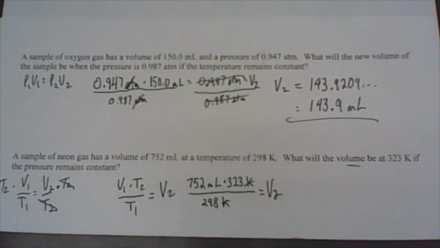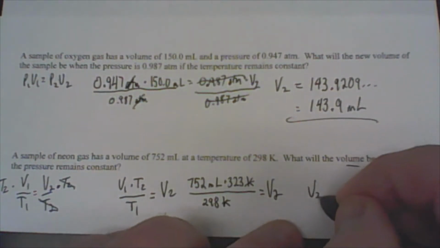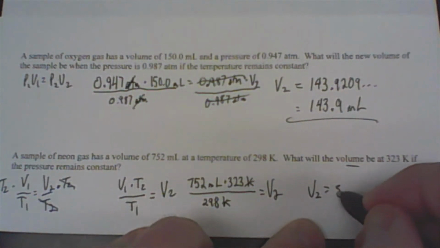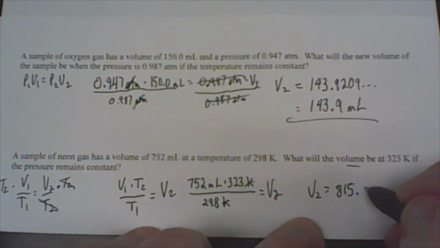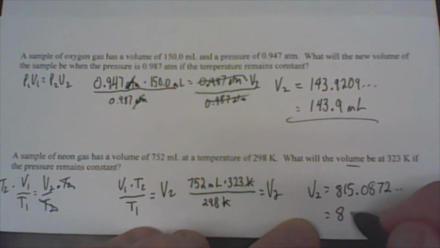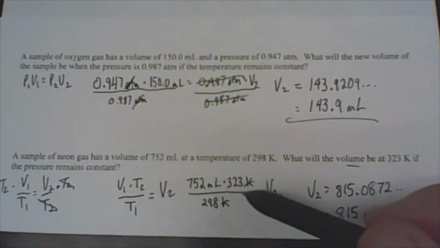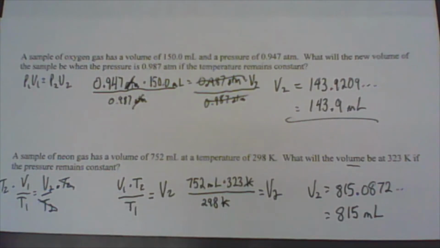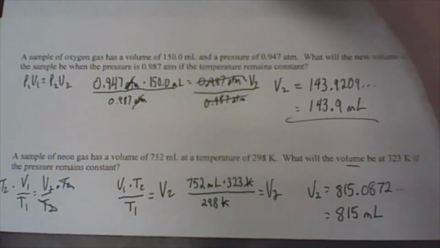When I do the math, multiplying and dividing, I come out with V2 equals 815.0872, yada, yada, yada, which rounds off to 815 milliliters. If you notice, milliliters are the only units I have left there. I'm dealing with a volume, so I want liters or milliliters. Okay. Let's try another one.